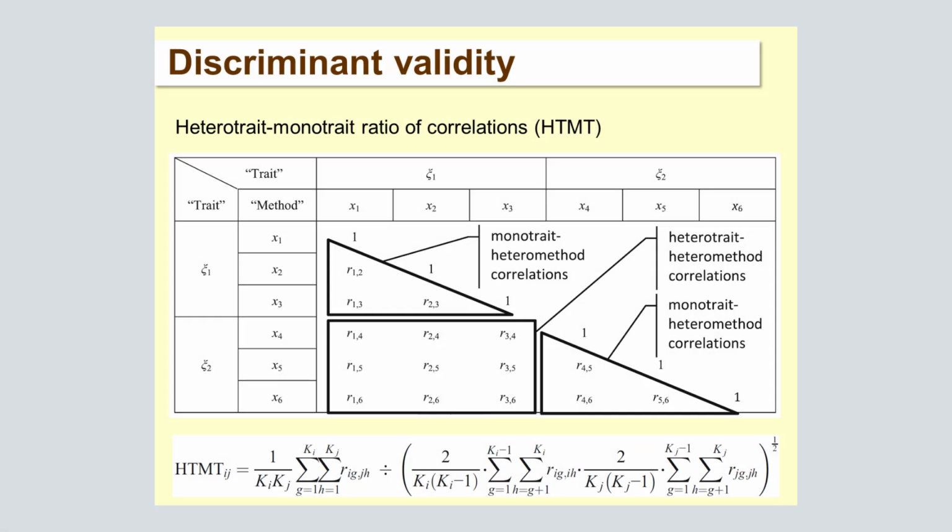The last part of measurement model evaluation refers to discriminant validity. Discriminant validity can be assessed by means of the heterotrait-monotrait ratio of correlations, or in short, HTMT. The HTMT departs from the logic that the correlations between the indicators belonging to the same construct should be higher than those correlations between indicators that belong to different constructs. So we have the ratio of monotrait-heteromethod correlations and heterotrait-heteromethod correlations, out of which the HTMT is made.